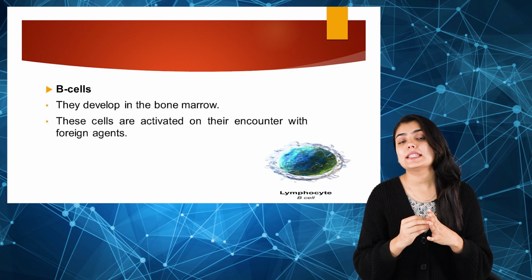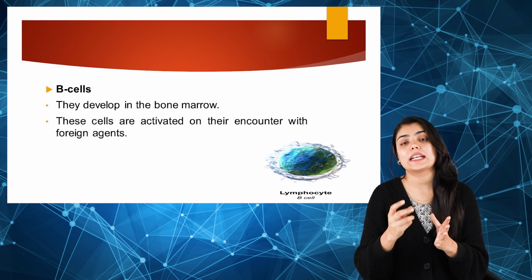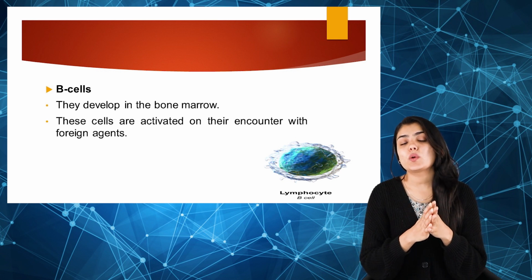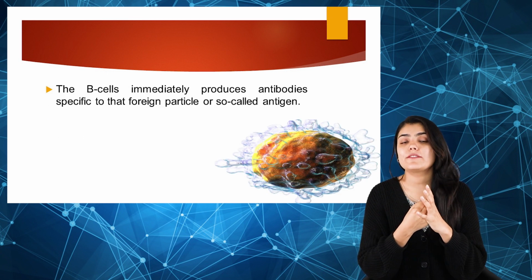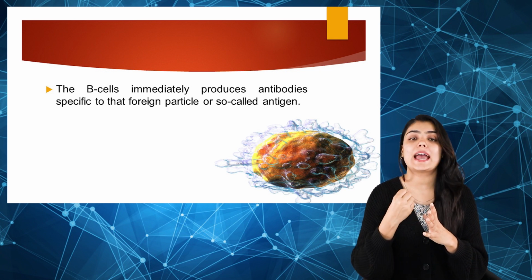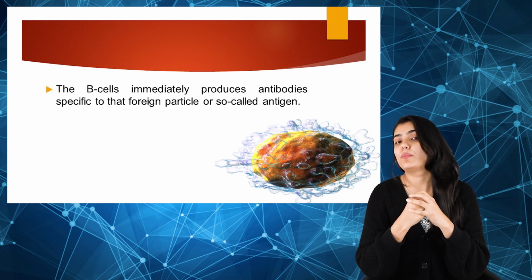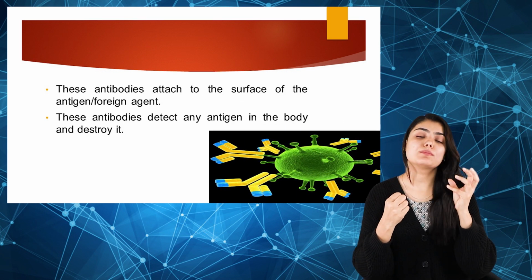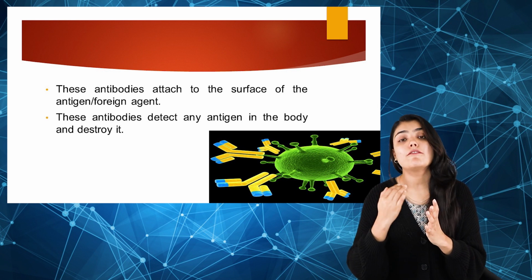B cells are the cells that are developed in the bone marrow of an individual, and they get activated on their encounter with antigen or pathogenic microorganisms. Now, when pathogenic microorganisms come in contact, the B cells get activated. After the activation, the B cells will immediately start to release antibodies against the identified antigen. So the antibodies that are produced from the B cells start acting upon the antigen that has been found inside the body. These antibodies go and attach to the surface of the antigen and slowly destroy the found antigen.